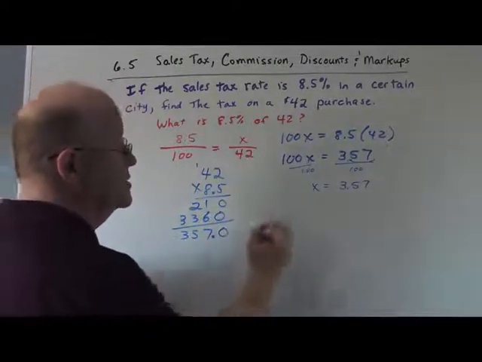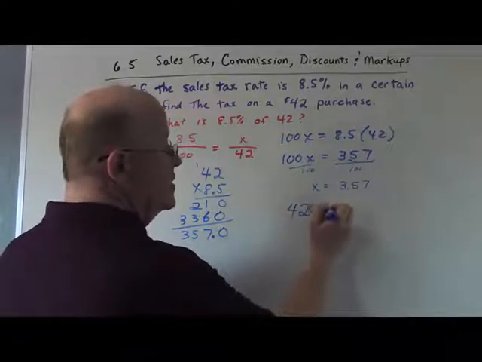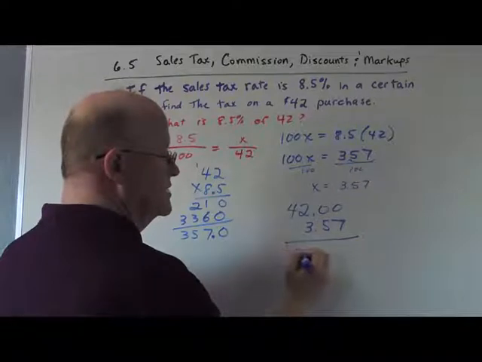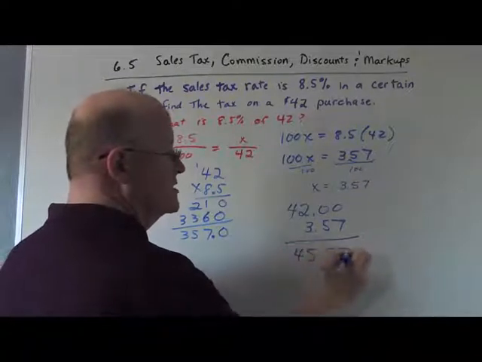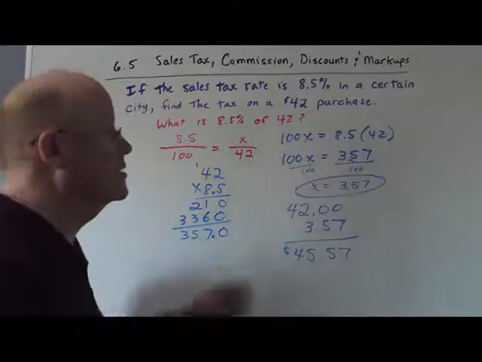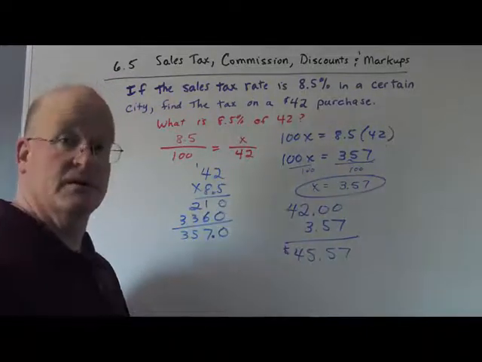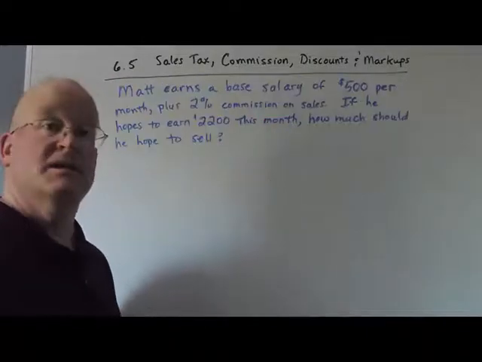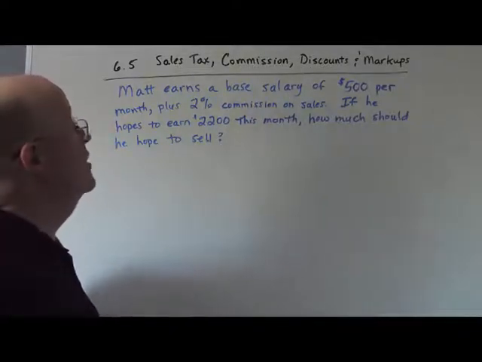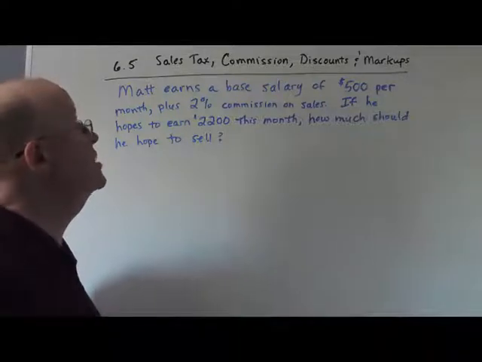Now if you wanted to know what would the price be including the tax, then you would take the $42 and add on the $3.57 tax to get to $45.57. But the problem actually just asked for the tax here, and so that would be $3.57.